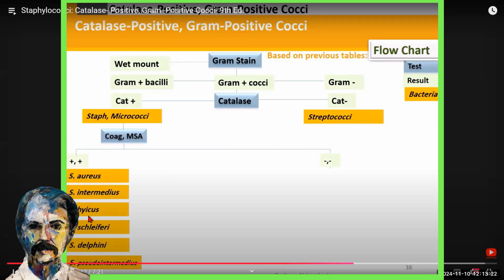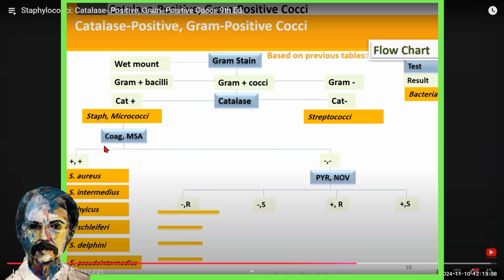There are others, intermedius, hyicus, lutrae, delphini, not very much interested. But you have to know that S. aureus is coagulase positive, but it's not the only one. Then if it's coagulase negative and MSA negative, then we do PYR or novobiocin.